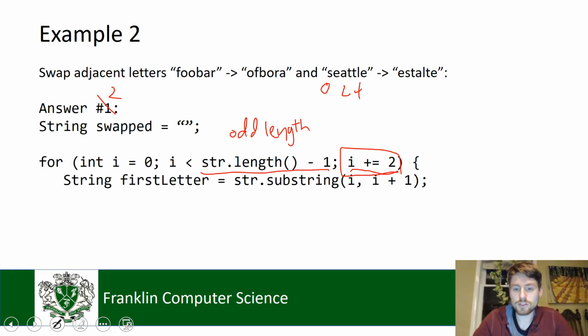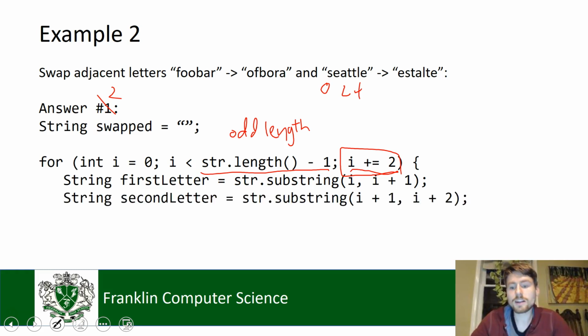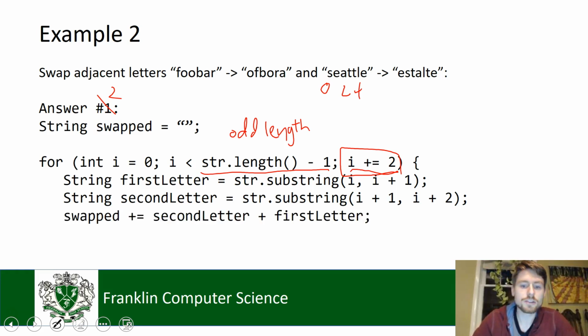So now we get the first letter, which is at i. So 0, 2, 4, or 0, 1, 2, 3, 4, 5. Those are the first letters. That's S, A, and T. We get the second letter, which is 1 past that one, so i plus 1. And we glue them in the reverse order, just like we did the last time.